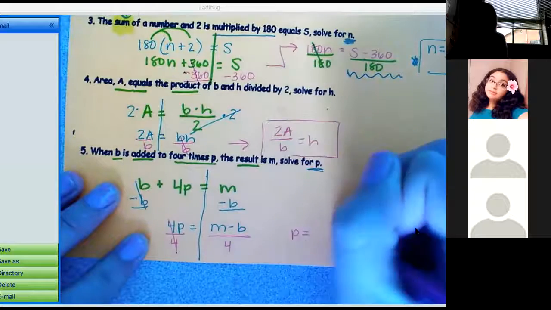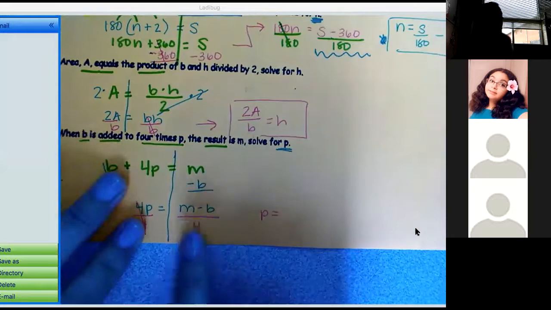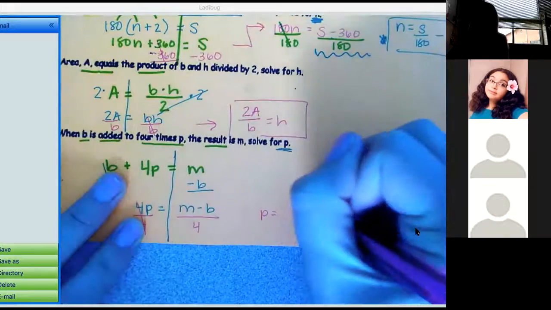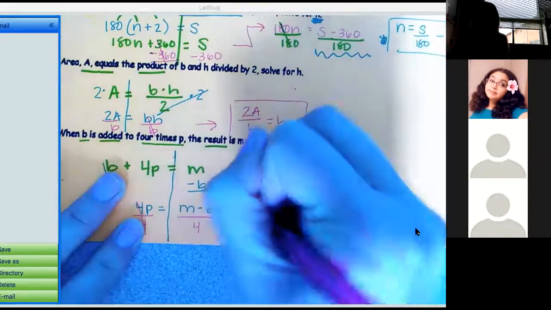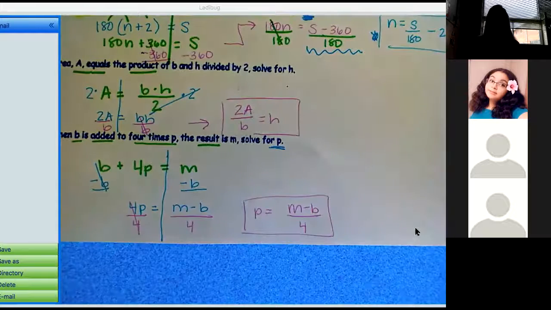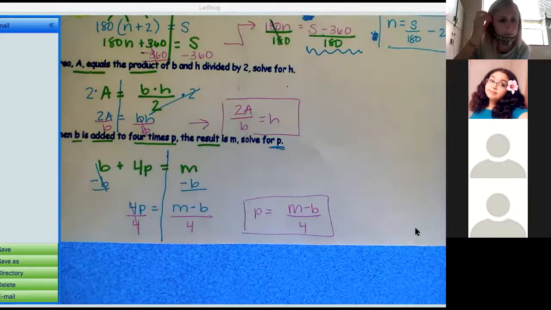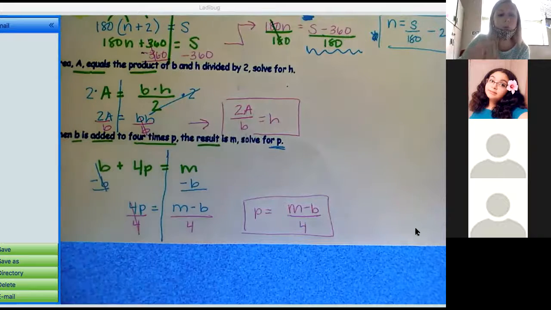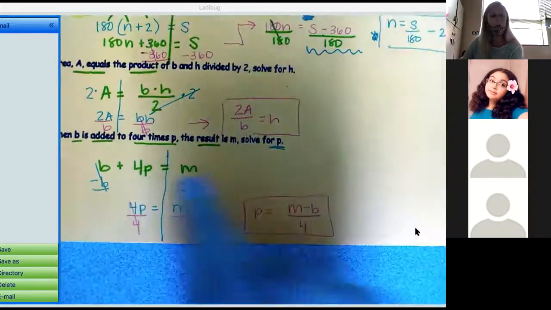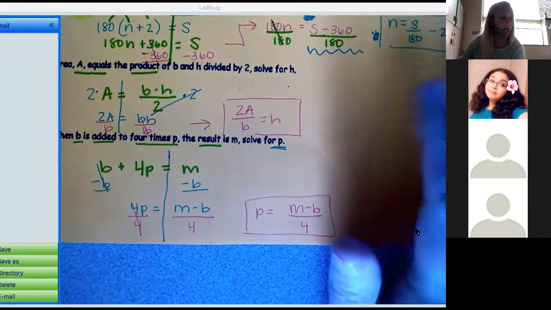So p equals, now, can we simplify this? Everybody look at this. Can this one be simplified? No, so you can leave it just like this, m minus b over 4. How do y'all feel about that warm up? Good. I don't put the worksheet for the warm up on Canvas because y'all don't have to do it. You can just watch us work through it and talk with me. But there are a couple of these on your upcoming tests, so just make sure you're okay with this, okay?